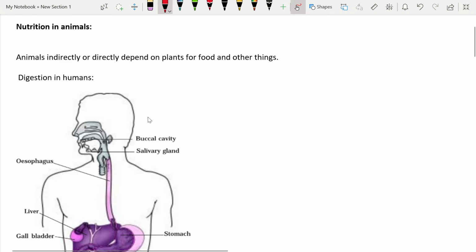Animals indirectly or directly depend on plants for food and other things, because the animals that they eat might be herbivores, meaning they might depend on plants. So indirectly or directly, they depend on plants.